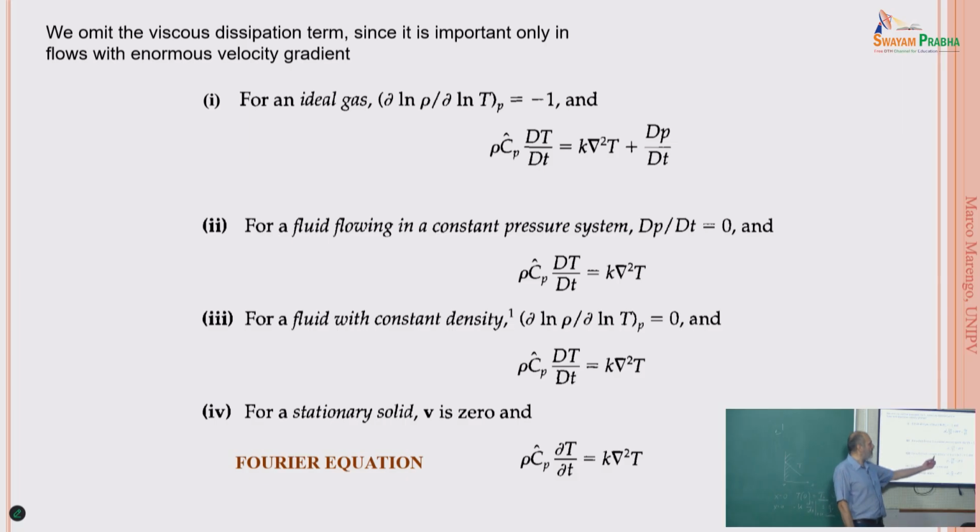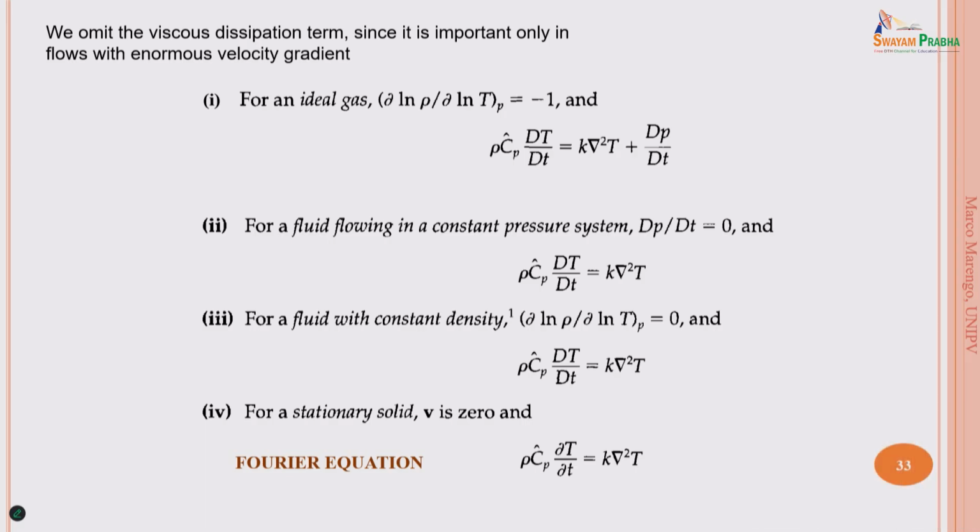When we have a fluid with a constant density, this term is also 0. And when we have a stationary solid, we land on this equation, which is in fact the heat equation, the Fourier equation. So we land on the equation that we saw for conduction only. This means that we have only conduction, and it works very well. Everything is very consistent, so we can find the other equations in this way.